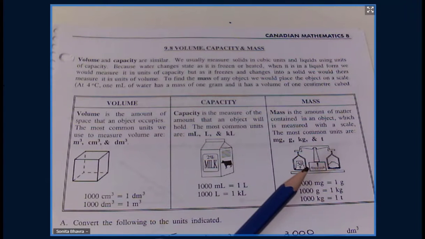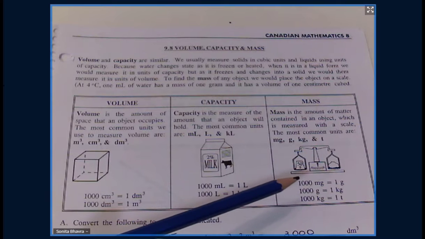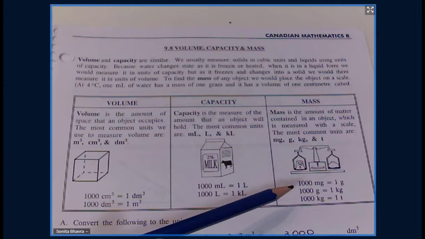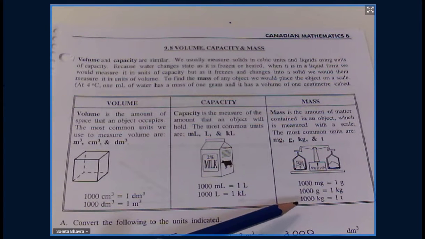So to get the mass of any object, you would use a scale, like this one shown here. It's the amount of matter contained in an object, again measured with a scale. Common units are milligrams, grams, kilograms, and the ton. And then we have 3 conversions given here. 1,000 milligrams equals 1 gram, 1,000 grams equals 1 kilogram, and then 1,000 kilograms is equal to 1 ton.